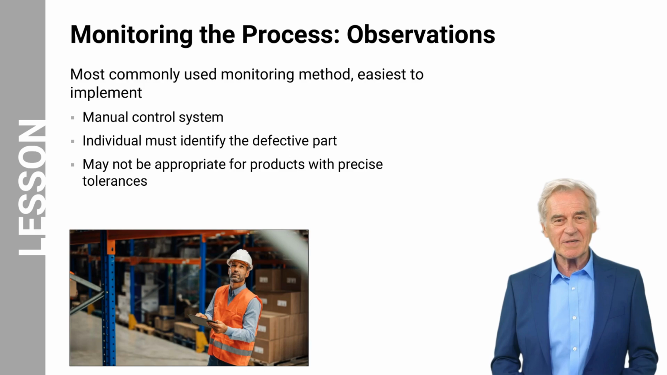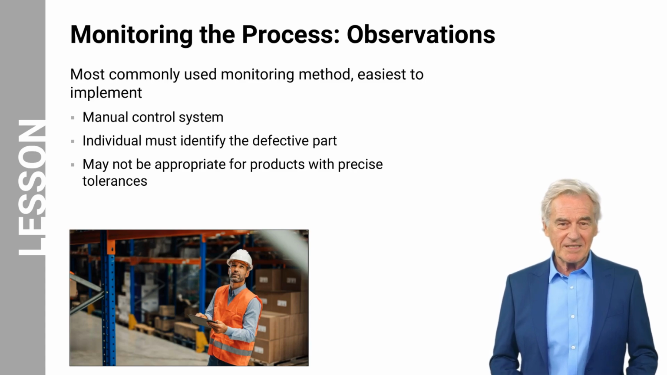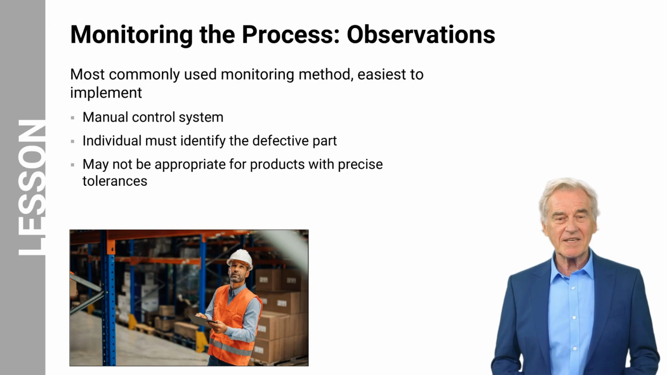However, employing the operator as an inspector could potentially leave him or her with less time to run the production process. It is important to remember that identifying inferior products based on observation has a tendency to be subjective. This method may not be suited to products that require precisely accurate tolerances to be met or that carry a high degree of risk should the product be flawed.